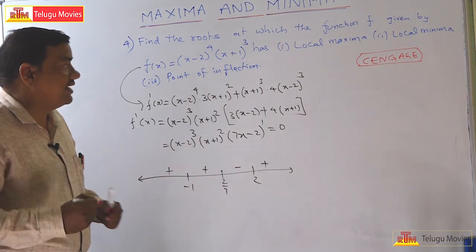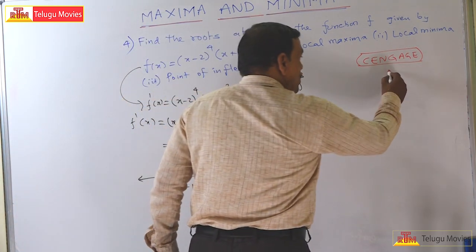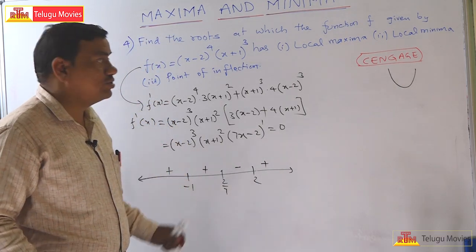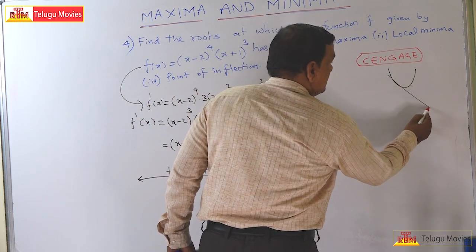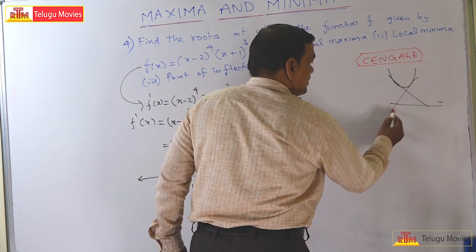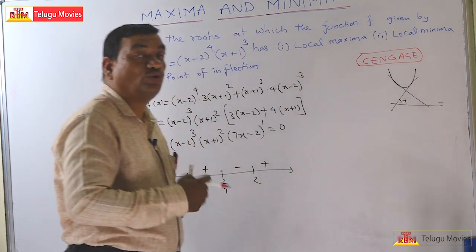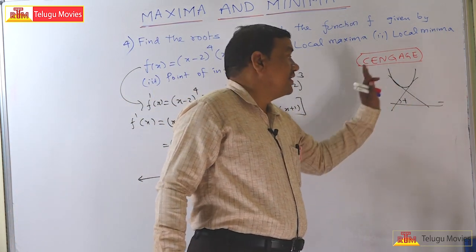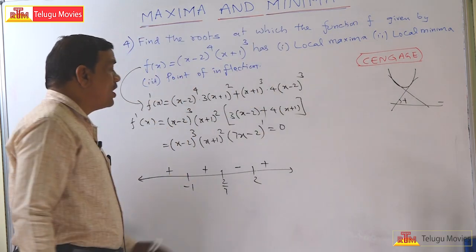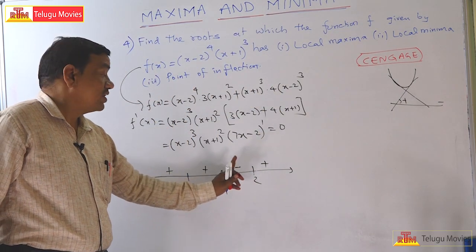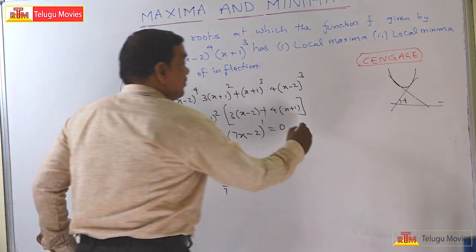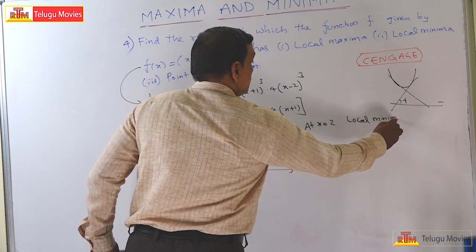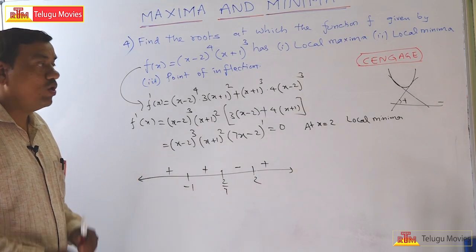Now coming to the sign scheme, already we explained this. For local minima, this is the slope of the tangent. So slope of the tangent means what? This is negative, this is positive. That means negative to positive will come. What is the slope of the tangents? If you observe from left to right, negative to positive. Where? Here at x is equal to 2, the slope will become negative to positive. Therefore, at x is equal to 2, you will have local minima.